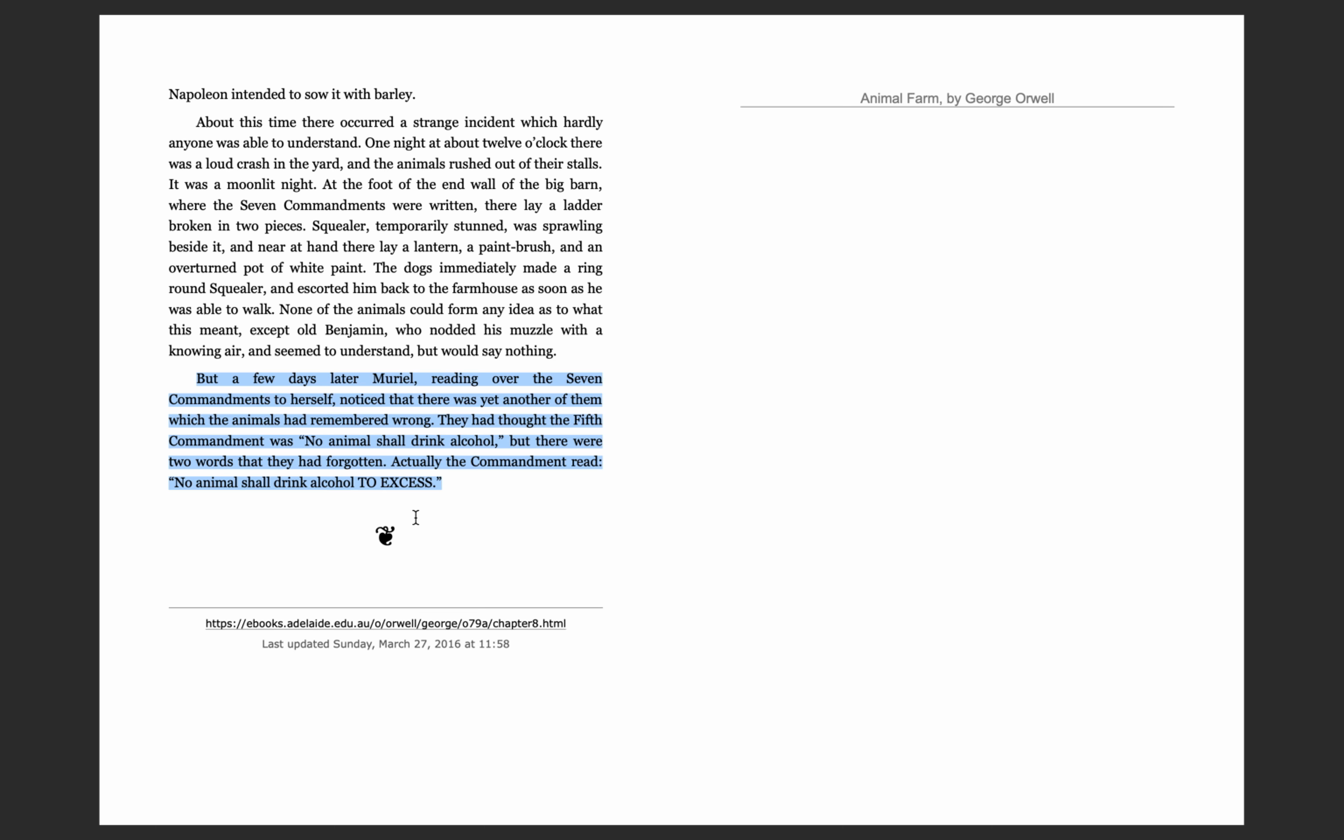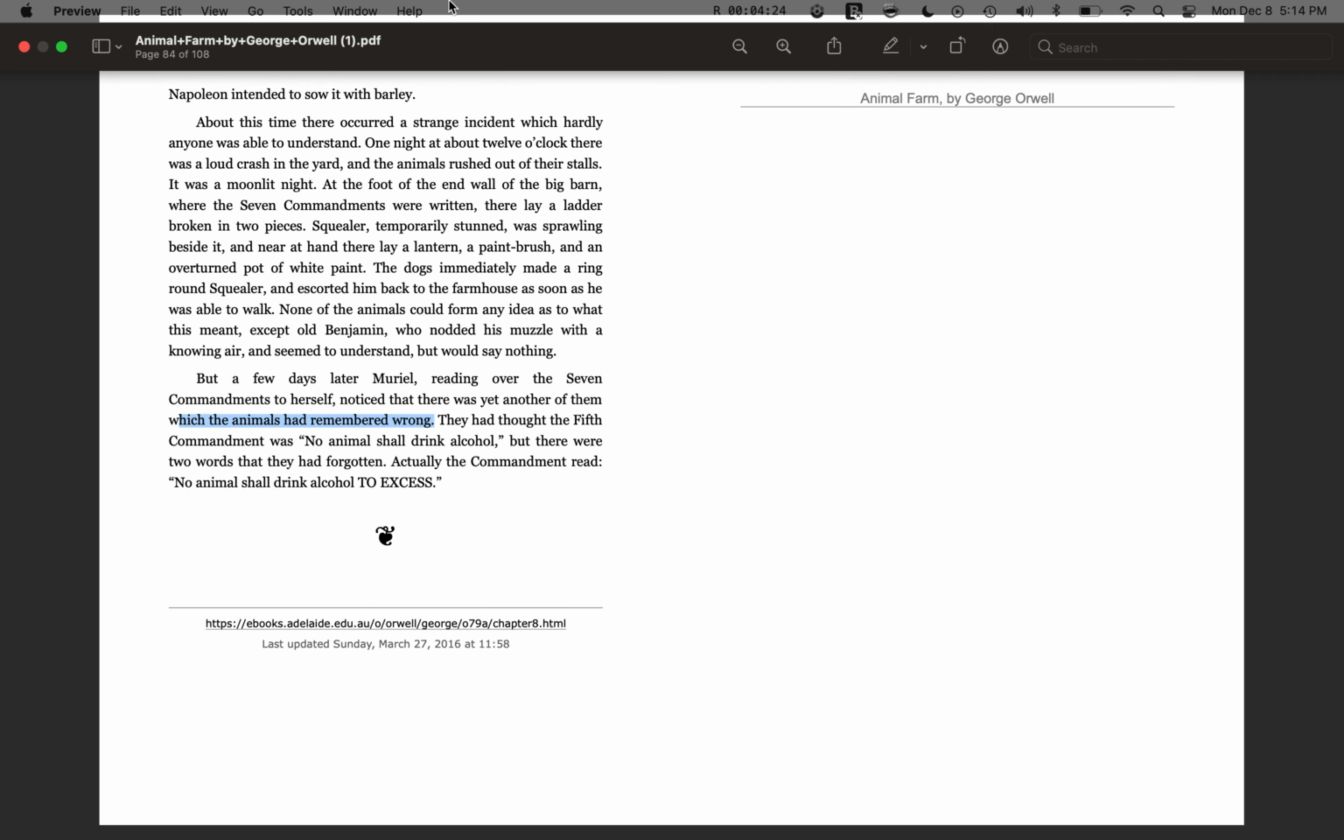the language itself, like the section here, which the animals had remembered wrong. I mean, we can go back to Chapter 2 and see that the animals had not remembered it wrong, but the way that this is framed is kind of meant to make the reader themselves question what they're reading and what they had read previously. So it's, I think, meant to get them to kind of empathize with the animals and how they're being manipulated.